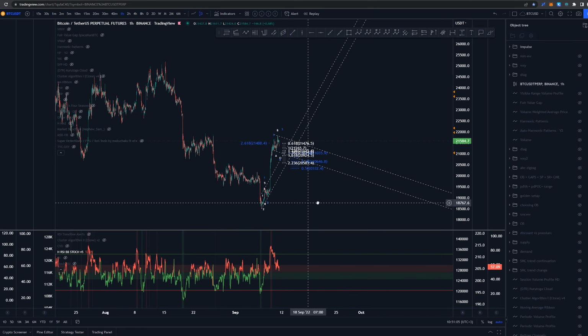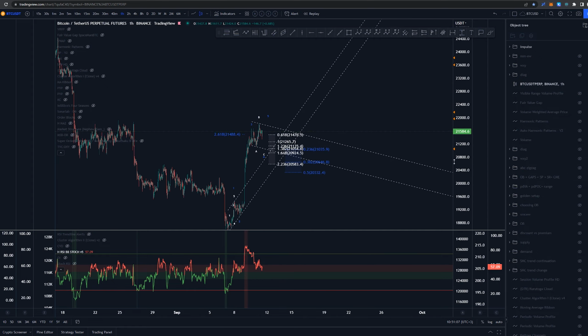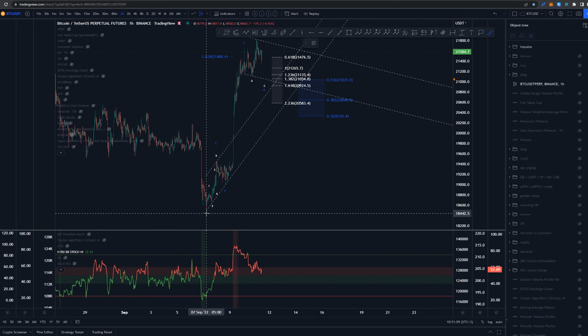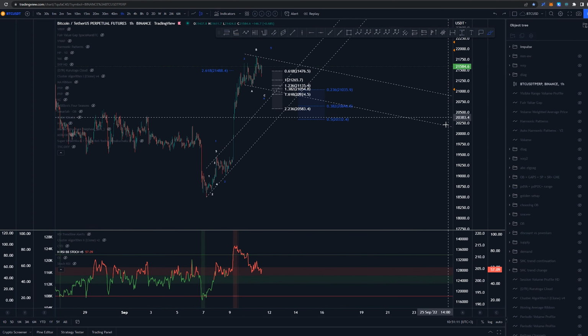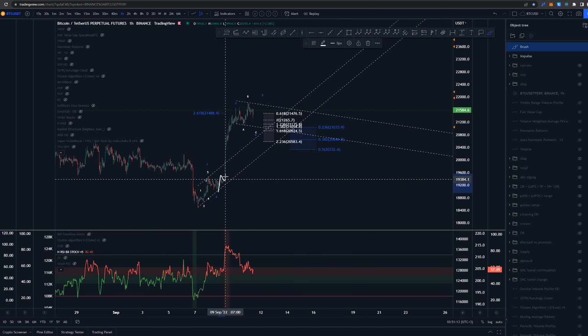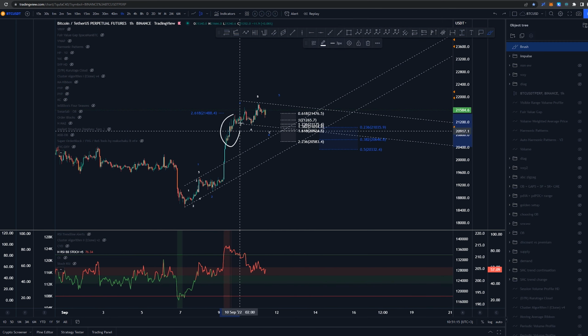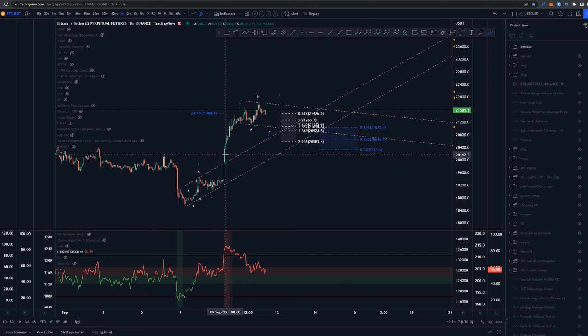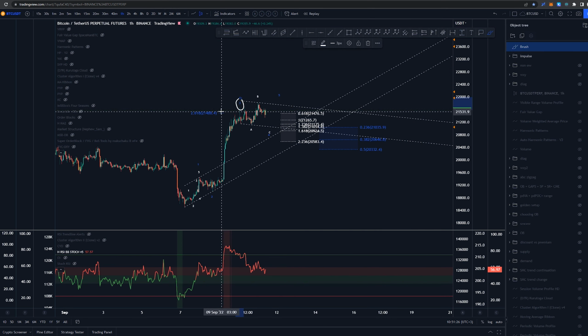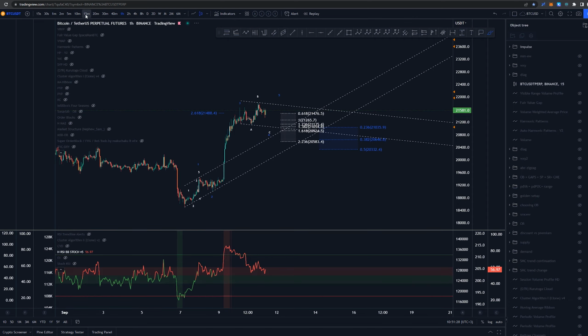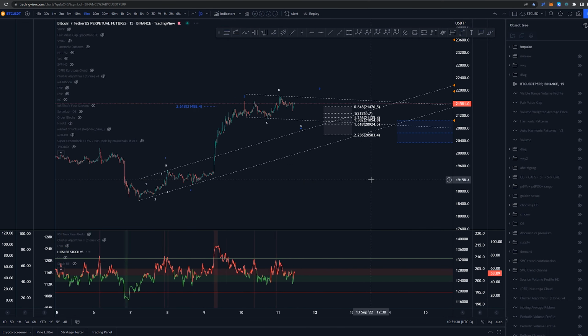For me, this looks like a clear impulse wave structure in which we would have this as a wave 1 here from the bottom, wave 2, and then another 1, 2, 3, 4, 5. There are very many overlapping structures here, so there could be some kind of diagonal, but I'm not too worried about that. My idea here is that we have a wave 3 up top that has ended, and now we would be in a wave 4 correction.